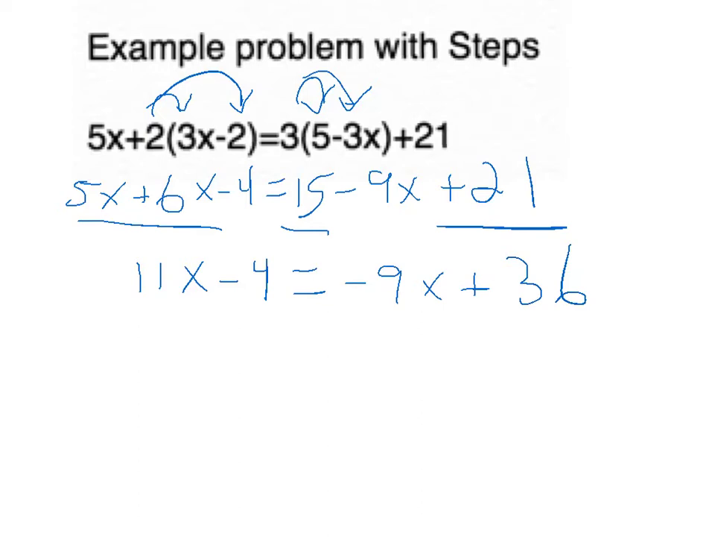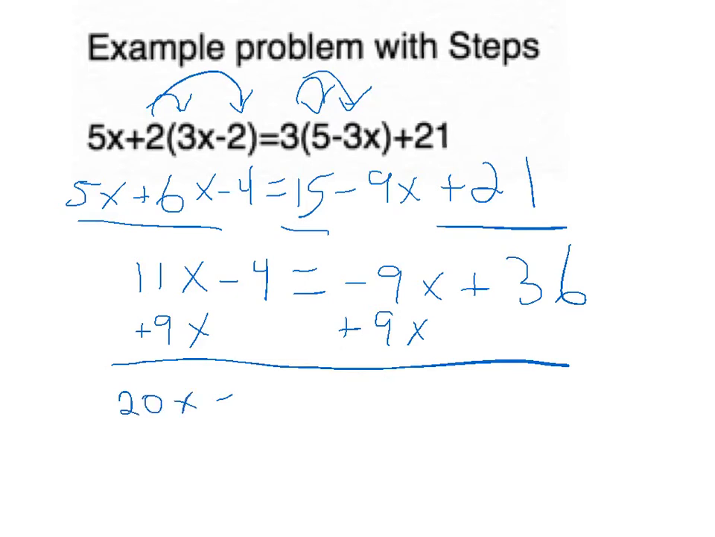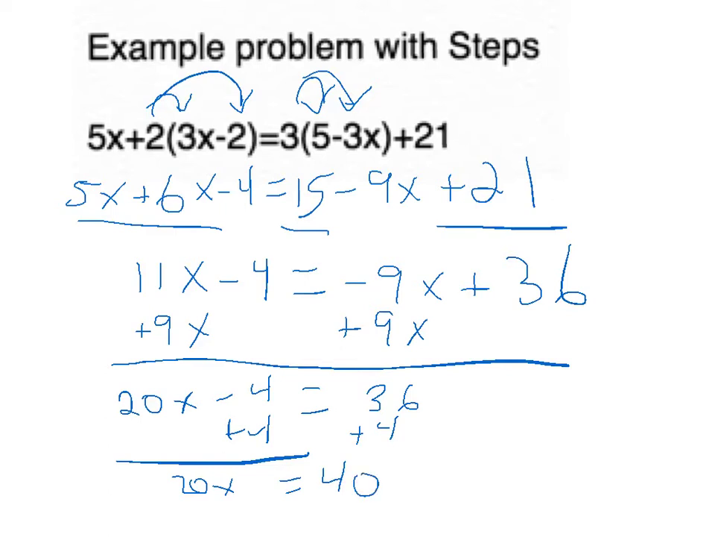Now we want to get all the variable terms on one side and the constants on the other. I'm going to add 9x to both sides, and you can pick whichever one you start with. We could have started with subtracting 11x, but this gives us 20x minus 4 equals 36. Add 4, and 20x equals 40. Divide each side by 20. X equals 2.